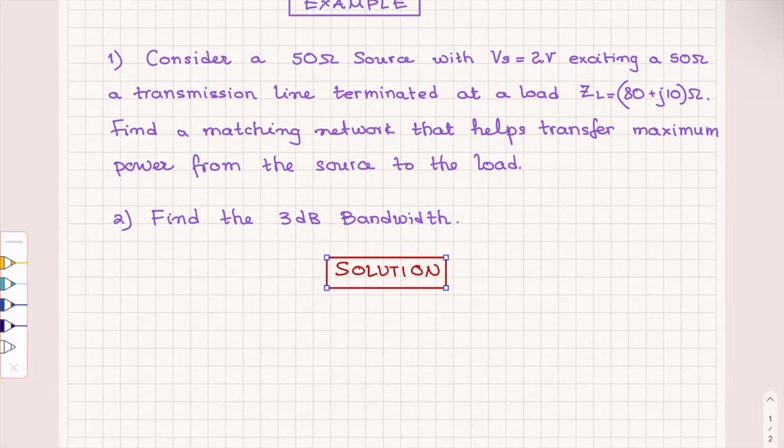And whenever I say power, remember, always real. So here I would say power, always real. And if I send power from my source to my load, which is complex, which part of the load is going to absorb it? The 80 ohms or the j100 ohms?